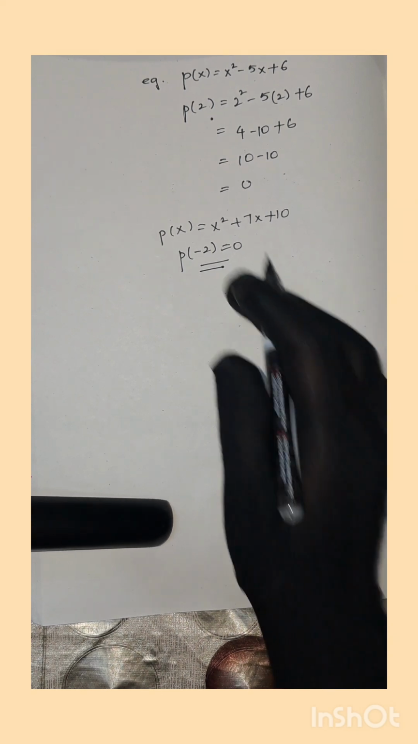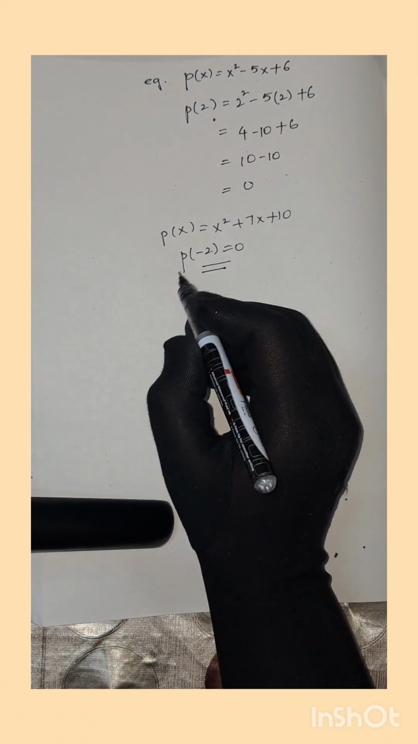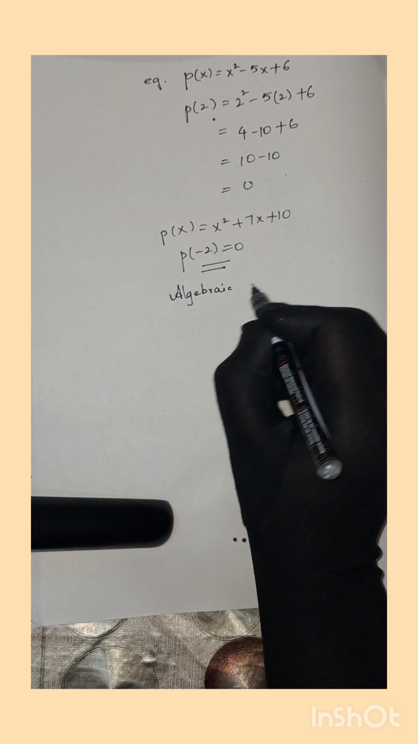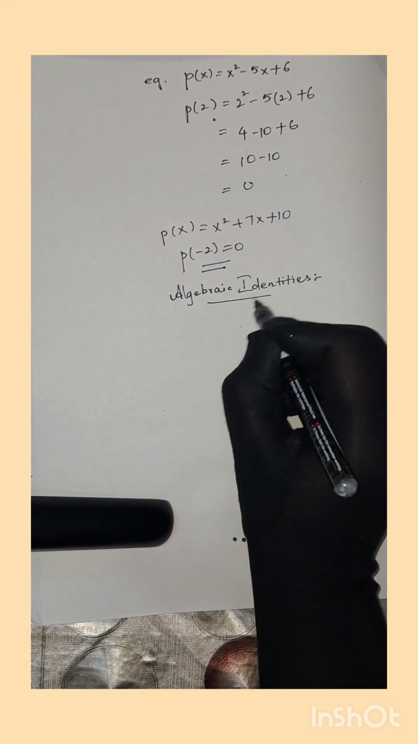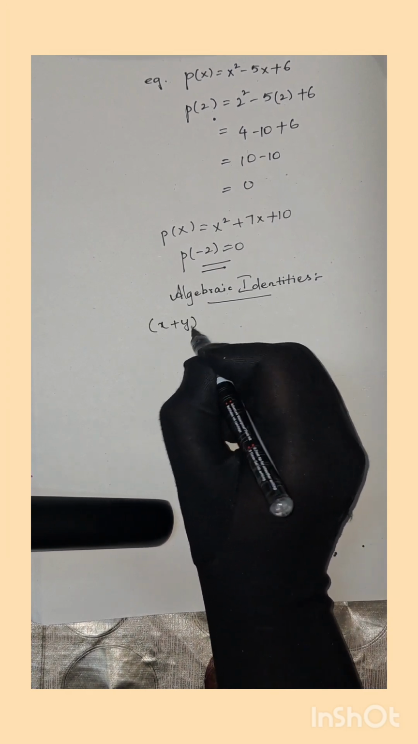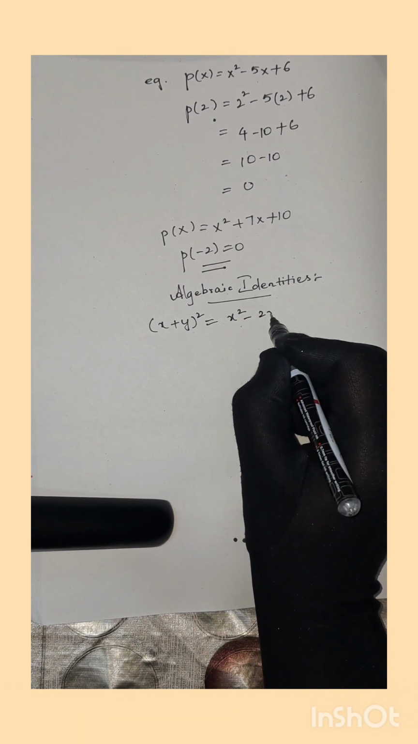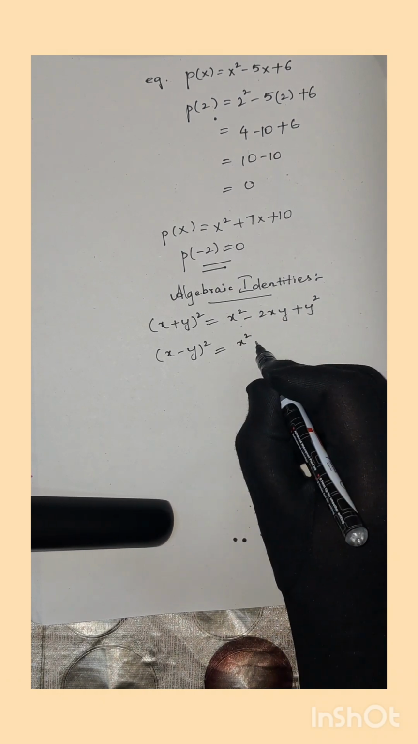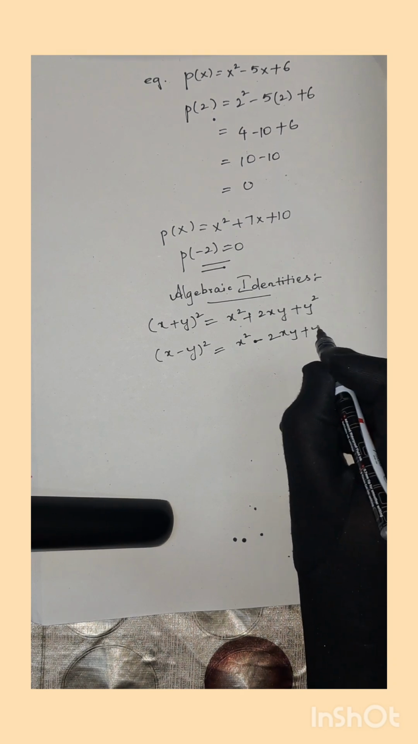Let us see algebraic identities. You must have learned a few of them in the previous classes. Let us recall all of it. Algebraic identities. The first one is x plus y whole square. What is the formula of a plus b whole square? The same thing: x square plus 2xy plus y square. Next, x minus y whole square. Your answer will be x square minus 2xy plus y square.